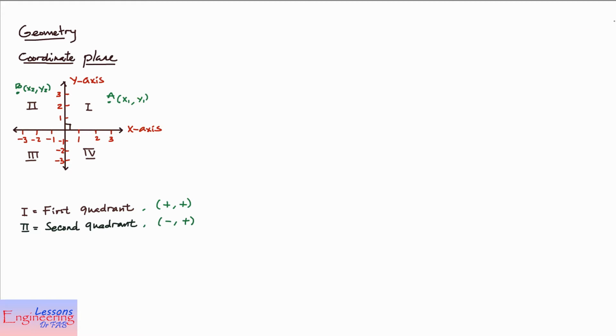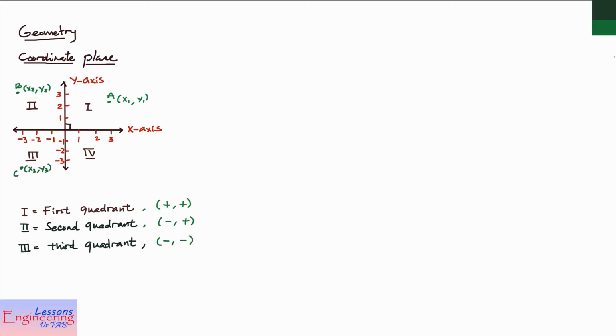In the third quadrant, let's take any point here. Let's call it C. The coordinates are x3, y3. So this pair x3, y3 are the coordinates of point C. As you see, x values are always negative and the y values are also negative. So we have a negative x entry and a negative y entry in the third quadrant.